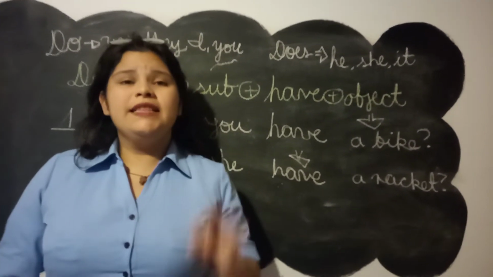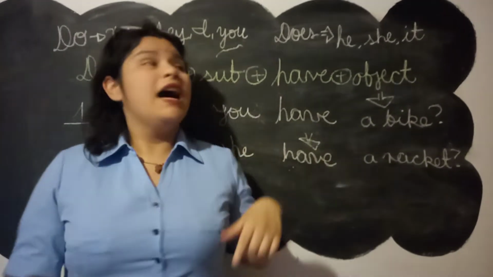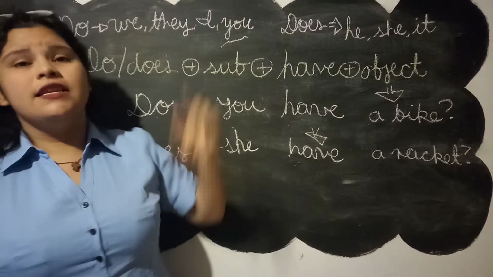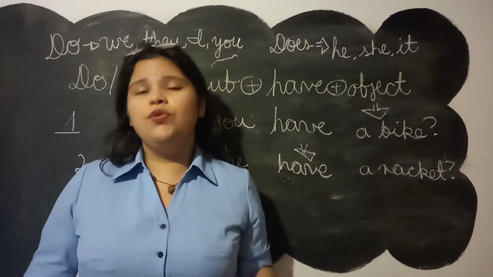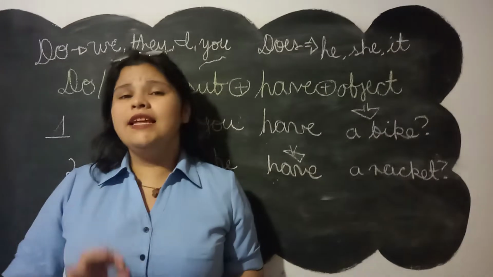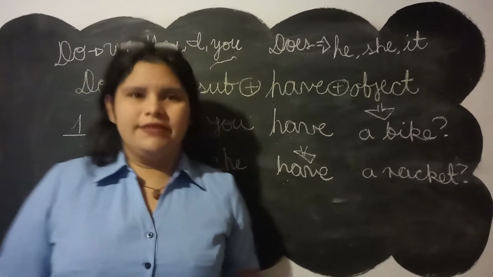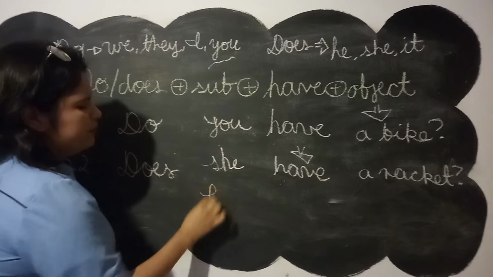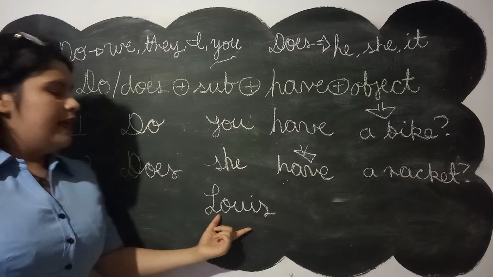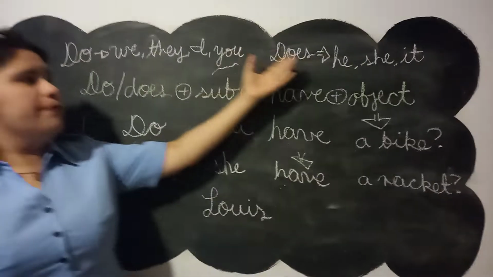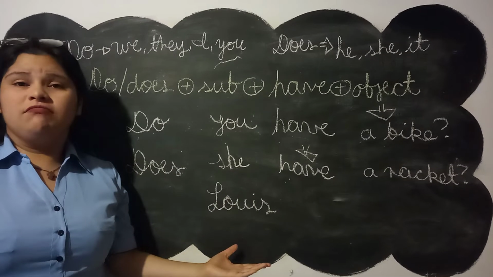Now, let's make the last example. In the last example, I'm not going to use a subject like this. No voy a utilizar un subject como I, he, she, we, you, or they. I'm going to use the name of a person. For example, I am going to use Luis. My subject will be Luis. I need to check this information. Luis. Luis, it's a boy.